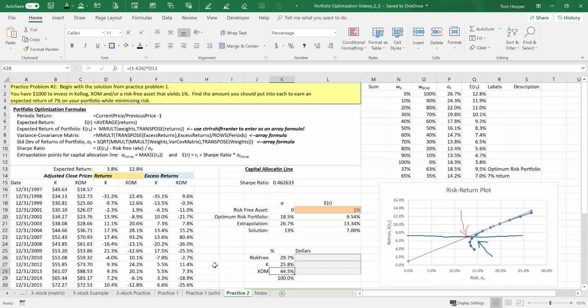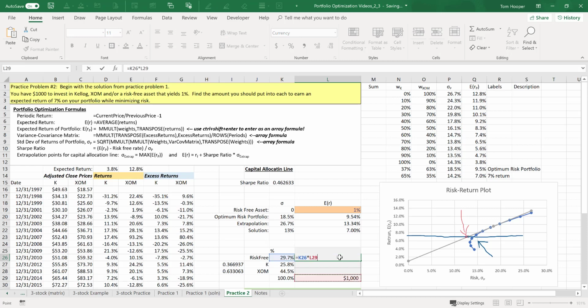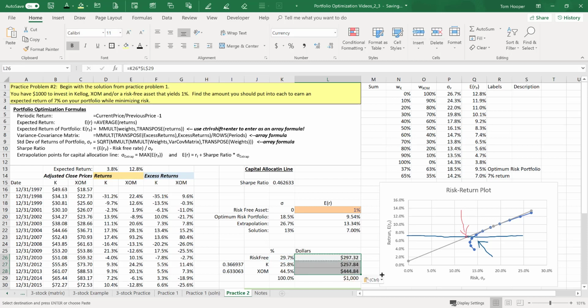Let's just double check the percentage of Kellogg as a percentage of Kellogg and ExxonMobil. And it is in fact 36%, 37%. And then if we do the same for ExxonMobil, and they add to 100, we've maintained the same percentage that we said gave us the optimum risk of those two stocks, but we've only put about 70% of our money into stocks and about 30% of our money into the risk-free asset to achieve the desired results. So let's apply those percentages to the $1,000 that we have to invest. And now we have the answers.